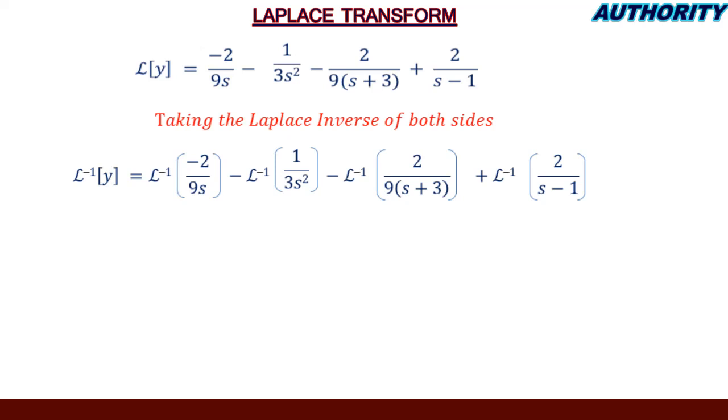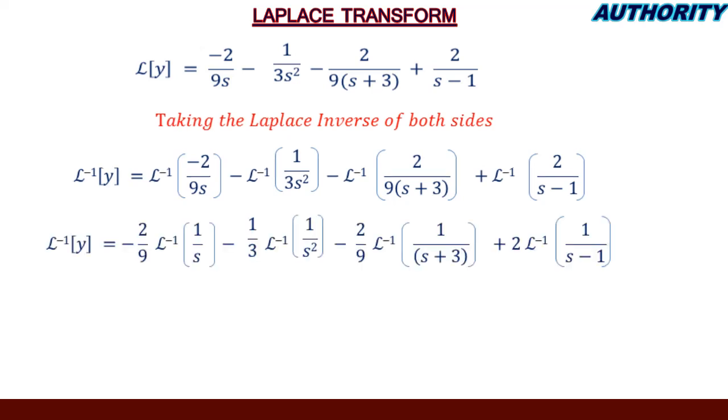Now in this Laplace inverse, in all these places we have a constant or coefficient. Let's factor them out. In the first one, we bring out minus 2 all over 9. So we have the Laplace inverse of 1 all over s. Then minus, in the second one, we bring out minus 1 all over 3. So we are going to have the Laplace inverse of 1 all over s squared. Then the third one, we bring out minus 2 all over 9, so we are going to have 1 all over s plus 3. And then the last one, we bring out 2 outside. We are going to have the Laplace inverse of 1 all over s minus 1. Now let's take their Laplace inverse properly.